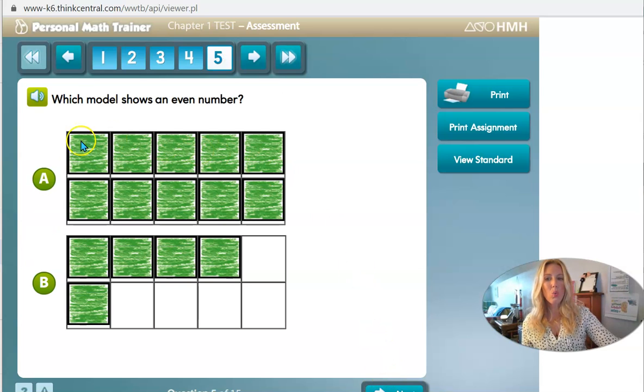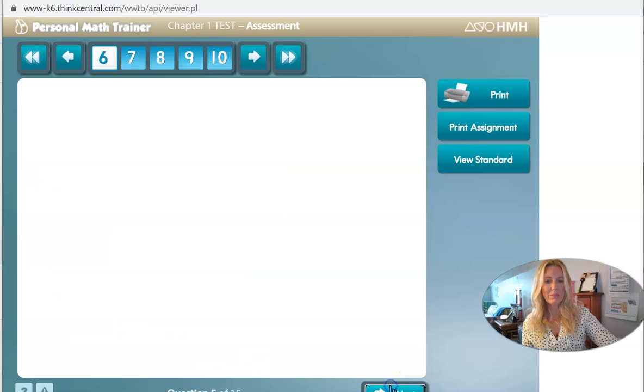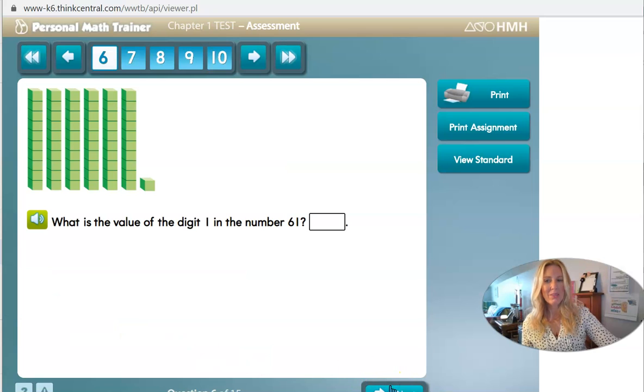Next question, which model shows an even number? Next question, what is the value of the digit 1 in the number 61? Look at the model.